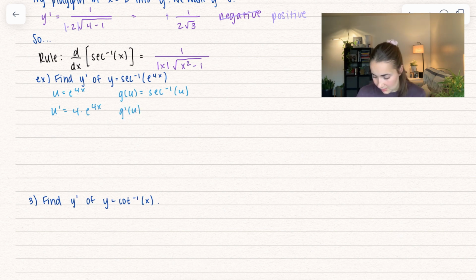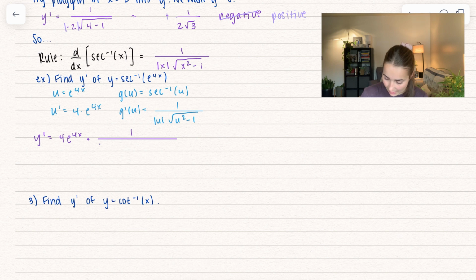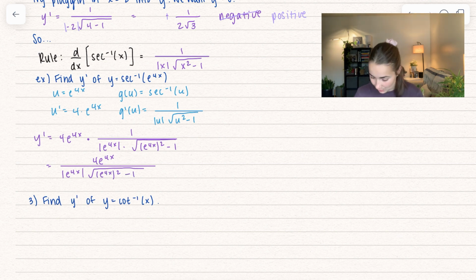G prime of u is going to be our rule. So here we get 1 over. So let's go ahead and fill this in. I get y prime is equal to u prime, so 4e to the 4x. And we're going to multiply this by g prime of u. But remember, we're going to plug u back in. So I get the absolute value of e to the 4x times the square root of e to the 4x quantity squared minus 1. If you wanted to clean this up a little bit, you could. You could put that 4e to the 4x in the numerator, and all of this is divided by that same denominator. Voila, beautiful.